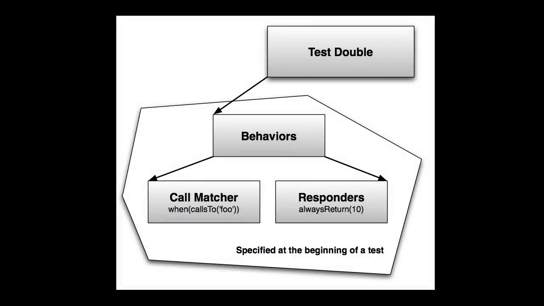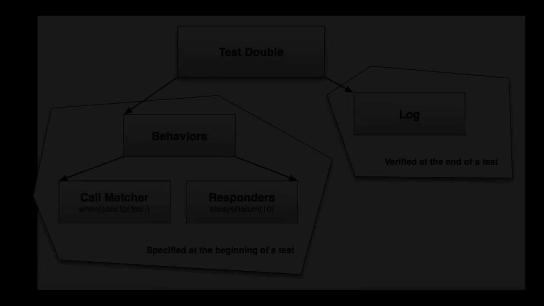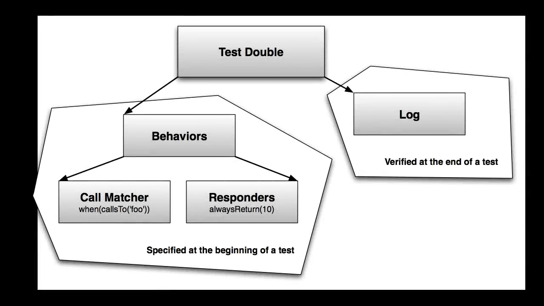Every test double has a list of specified behaviors, and each behavior consists of a call matcher and a list of responders. An example would be every time the foo method is called, 10 should be returned. Every interaction with a test double will be recorded. This log can be used to check that all the necessary calls have been made. Such checks are usually written at the end of a test.